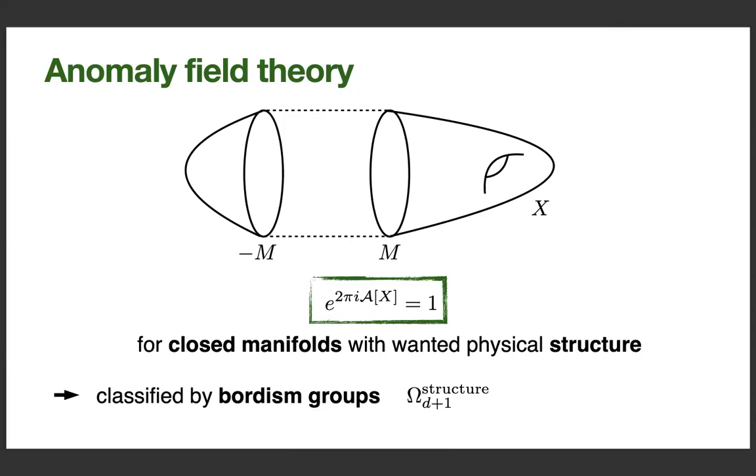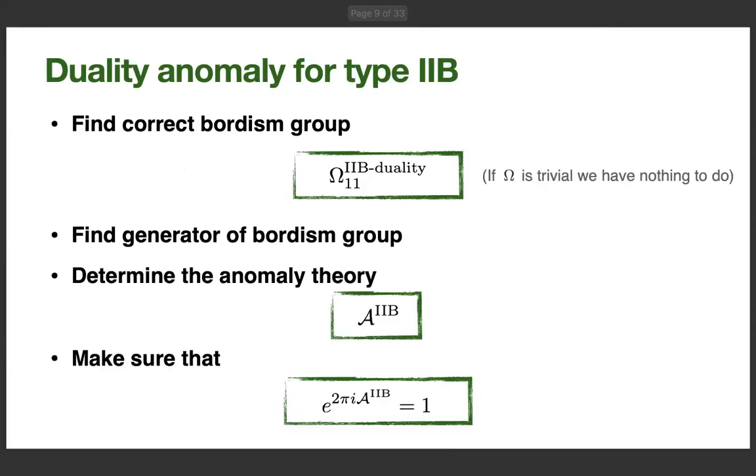So this is the recipe. So let's try to build up the strategy for finding whether the duality of type 2B is anomalous or not. So step one is, of course, we need to find the correct Bordism group that is related to the problem. So this will be denoted by omega 11 type 2B duality. And then there is one simple solution. So if this group is trivial, we're done, because then we know that the anomaly field theory evaluates trivially to one, and there cannot be any anomaly associated to that. If this group is not trivial, then we have to find all the generators for this. So this is an Abelian group, and we can find the generators.